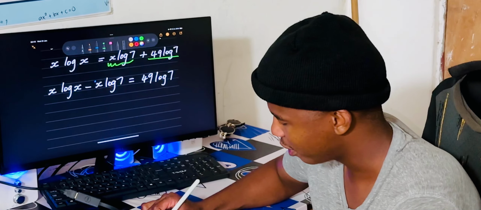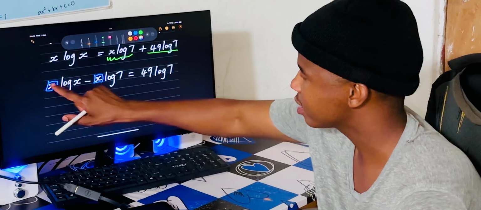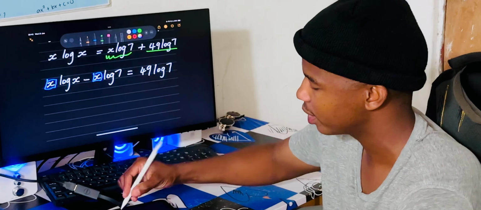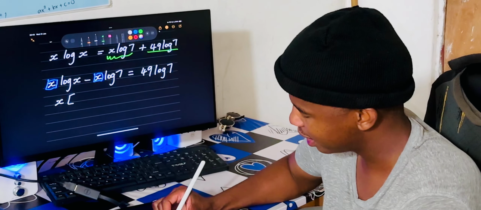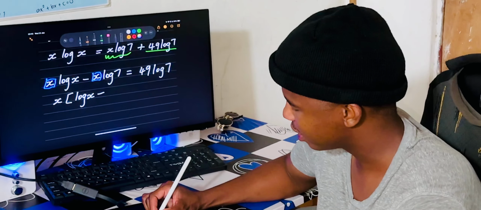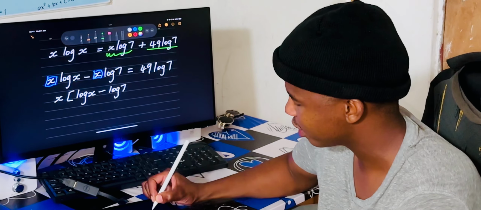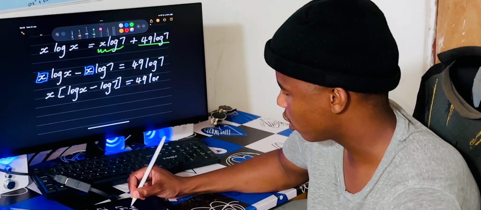And then here we have a common factor of x that I'm going to factorize. You can see there's an x here, there's x here. We can take it out as a common factor. So we're going to have x in bracket. The first term is remaining with log x. The second term is remaining with log 7, which is 49 log 7.